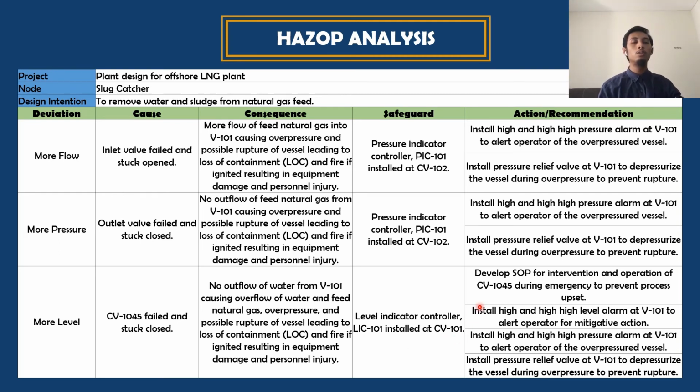Okay, so the recommendation will be to develop the standard operating procedure for intervention of the valve during emergency to prevent process upset. And then we also install a high and high level alarm, high pressure alarm, and PRV. This is just the same recommendation as the above recommendation. Right. So this is basically the example of how we conduct the HAZOP.